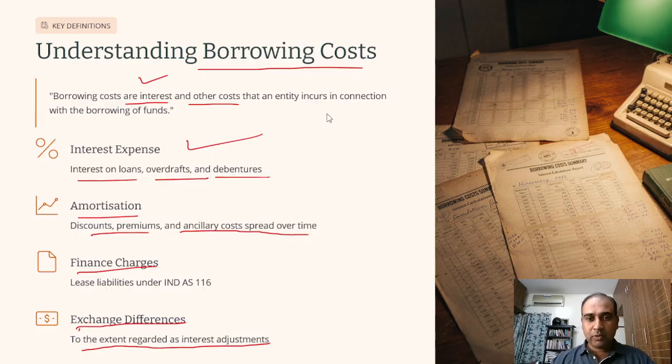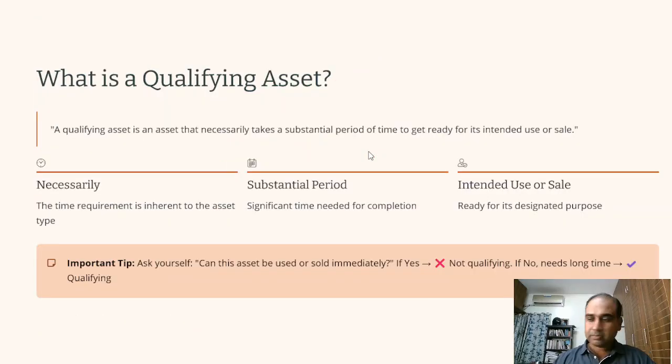That processing fee will also be treated as a borrowing cost, interest and other cost. Clear, guys? So it will include what? Processing fee also can be included in borrowing cost. Clear?